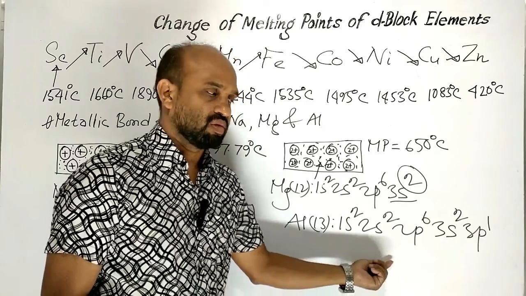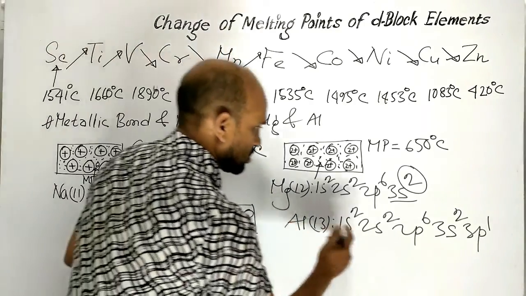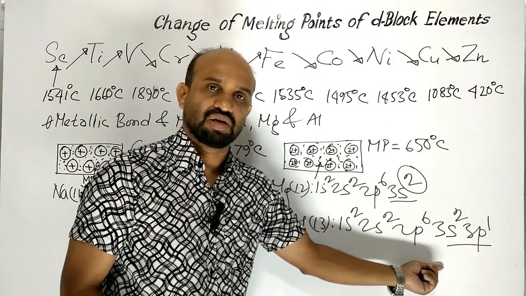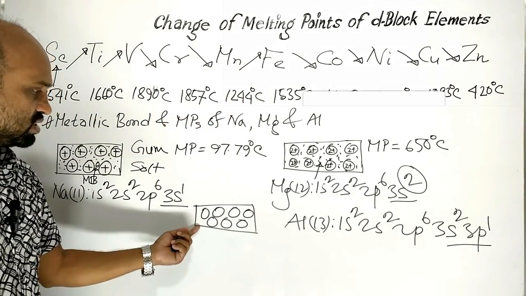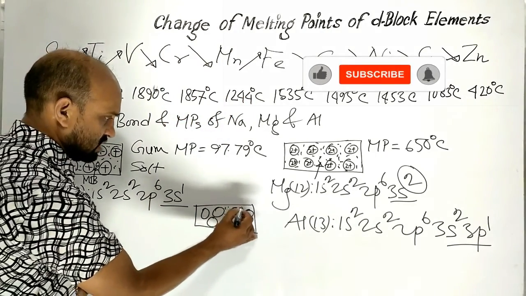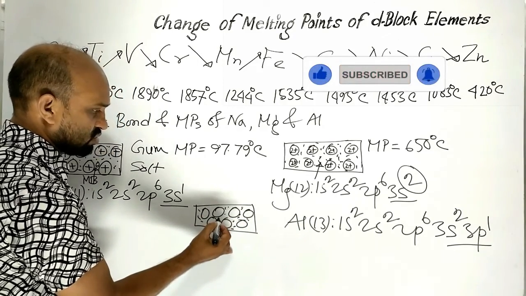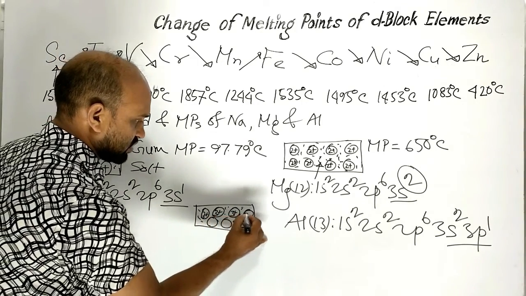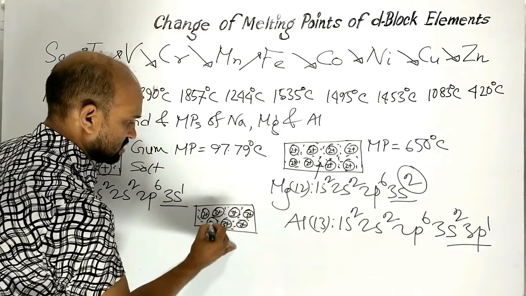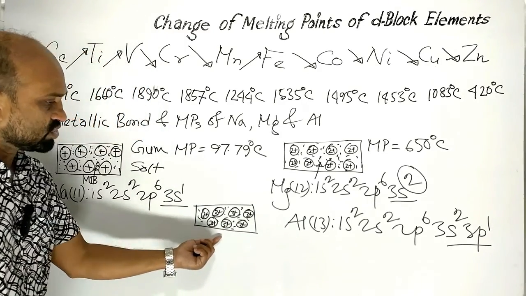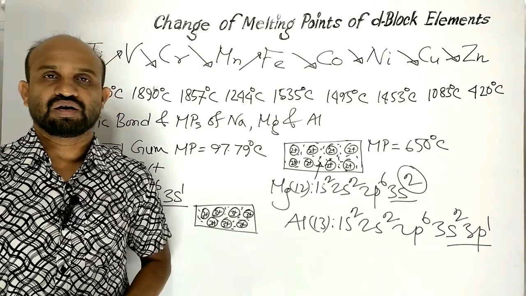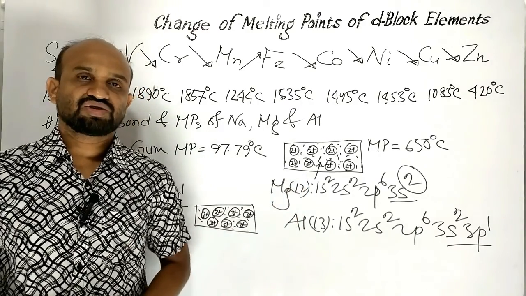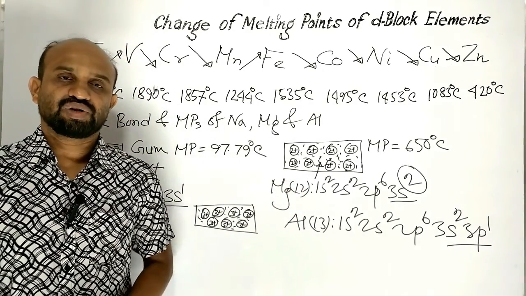In case of aluminum, in the outermost shell of aluminum there are 3 electrons. All these 3 electrons from each atom participate in metallic bond formation in this way, and all the atoms change to tri-positive charge ions, 3 plus, 3 plus, like this. So here concentration of electrons is higher than sodium and then magnesium. So in case of aluminum, metallic bond becomes stronger.